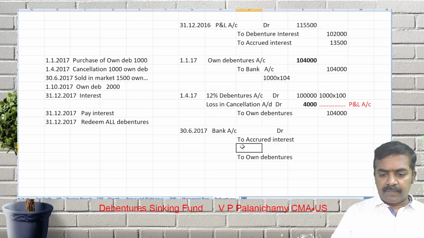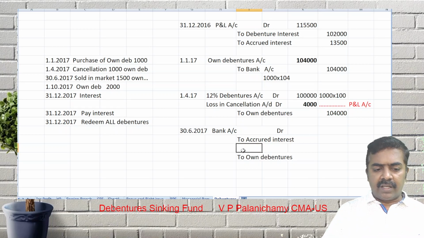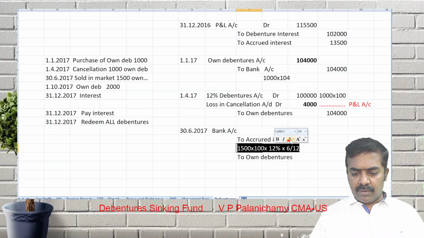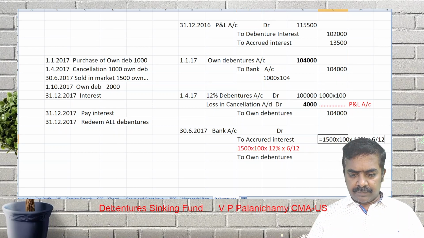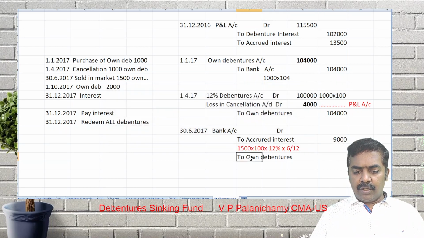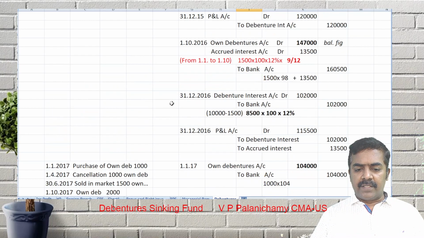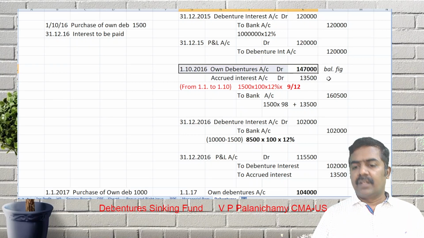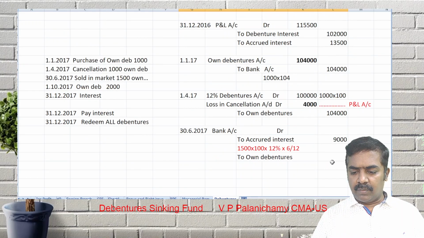So what is interest? What is the number of debentures? 1,500 debentures into 100 into what percentage? 12% for how many months? 6 months we will collect interest. Accrued interest account debit, or accrued interest we will collect. How much we will collect? 9,000. To own debentures, when did we purchase these own debentures? The 1,500 debentures, how much did we debit to own debentures? What is the investment value? 1,47,000. 1,47,000 is the investment value.